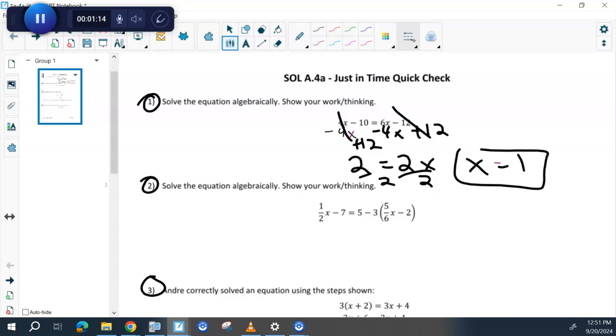If you did it the opposite way, where you moved 10 and 6x, then you would get a negative and a negative, and it would still get a positive 1. Questions on that?